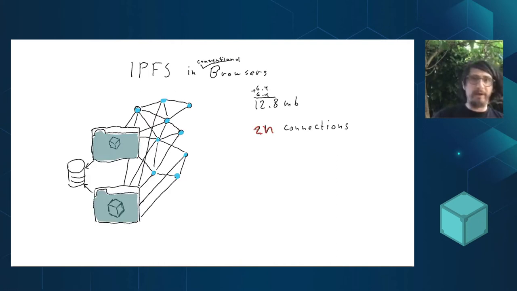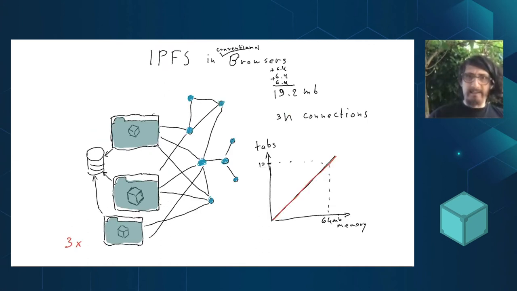However, once you open another tab, you wind up doubling the amount of memory you use and doubling the number of connections you create, even though you share the same data store. And this number just keeps increasing linearly, multiplied by the number of tabs you have open. That is because we don't necessarily share anything other than the store between the browser tabs.